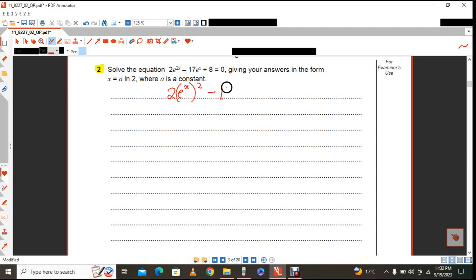So 2e raised to the power of x, squared, minus 17 e raised to the x, plus 8 equals 0. You can perhaps say, let e raised to the power x be replaced by some k. That gives me 2k squared minus 17k plus 8 equals 0. Then obviously you can use the formula in order to find the value of k.